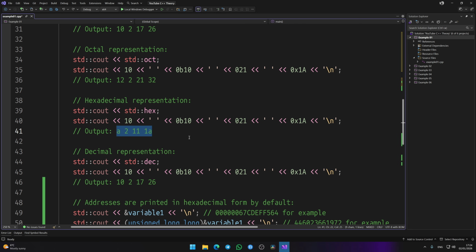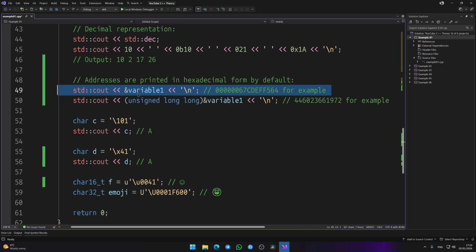in hexadecimal format. By the way, remember when we printed memory addresses earlier? Those addresses are, by default, displayed in hexadecimal. That's why you often see letters A through F in them. If you ever want to display an address in decimal instead, just convert it to an integer type before printing.